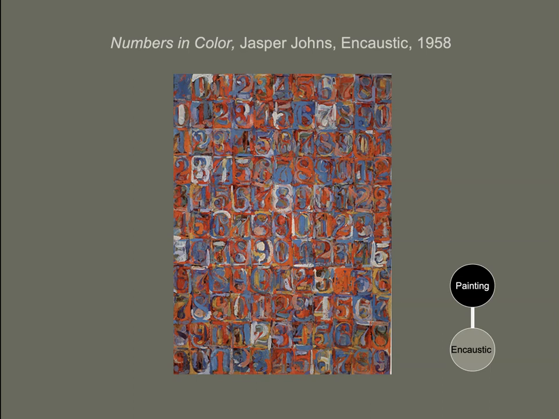This is another encaustic, more recent, from 1958, Numbers in Color from Jasper Johns. And in it you can see the ability of encaustic to build up layers. He actually painted on layers of newspaper, and then that would add texture to the painting as well.